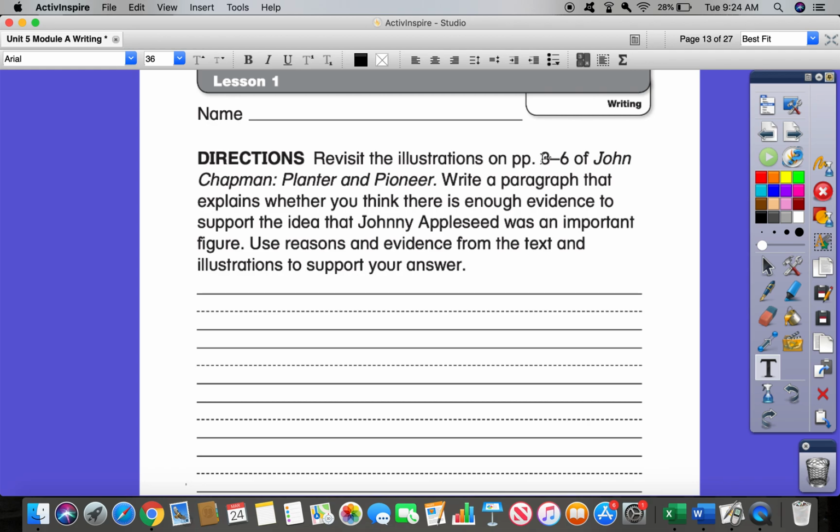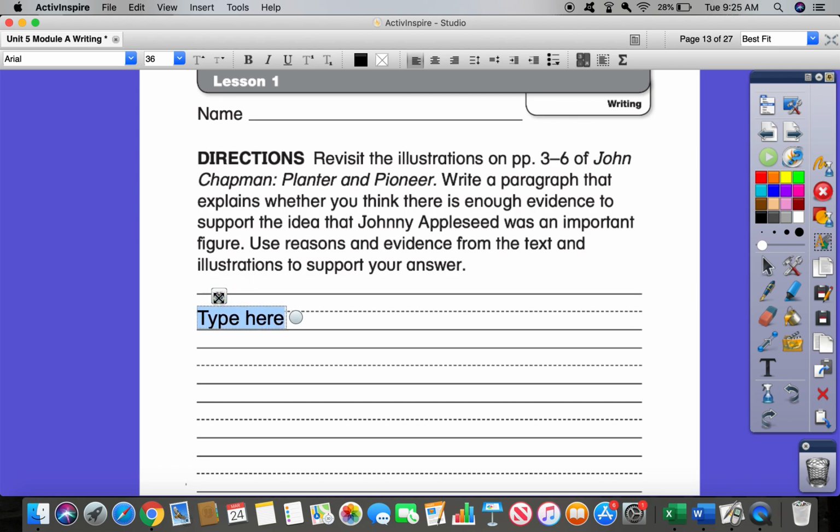So write a paragraph, about 3 to 4 sentences, that explains whether you think there is enough evidence to support the idea that Johnny Appleseed was an important figure. Use reasons and evidence from the text and illustrations to support your answer. So to give you some sentence starters, you're either going to decide yes or no.